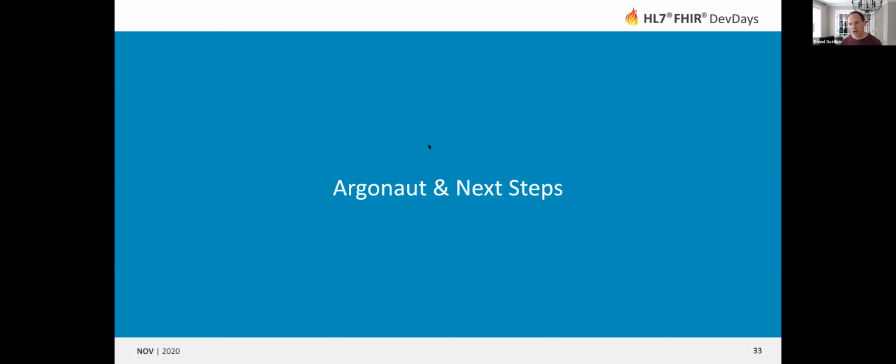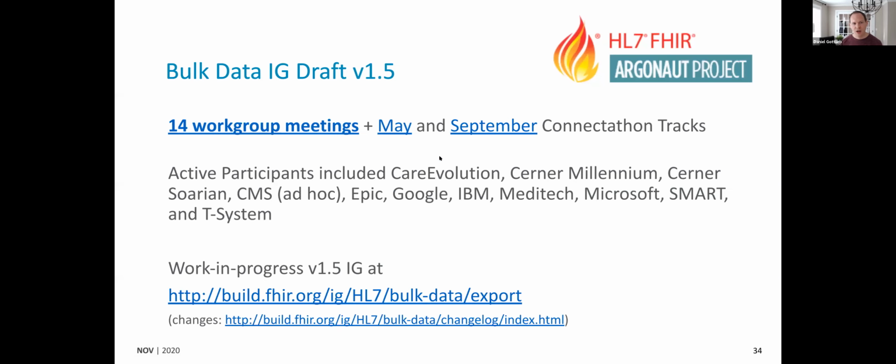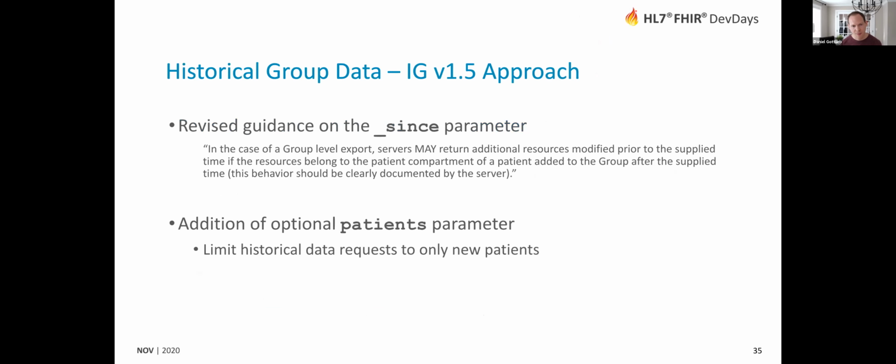So I know I'm running kind of short on time, but I did want to talk a little bit about the Argonaut project. So Argonaut is a FHIR accelerator. And one of the projects that we've been working on over the last year is putting some of the things we learned in version 1 of the spec into a version 1.5 of the implementation guide. So building some of that information into the spec.